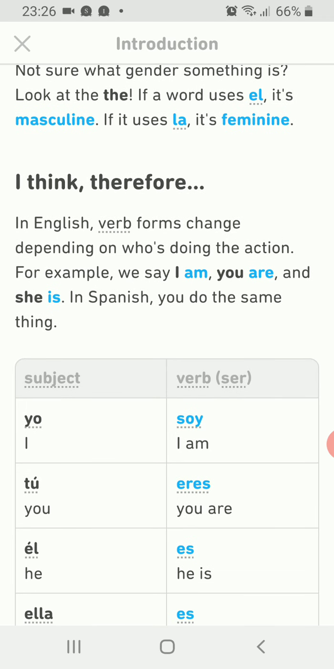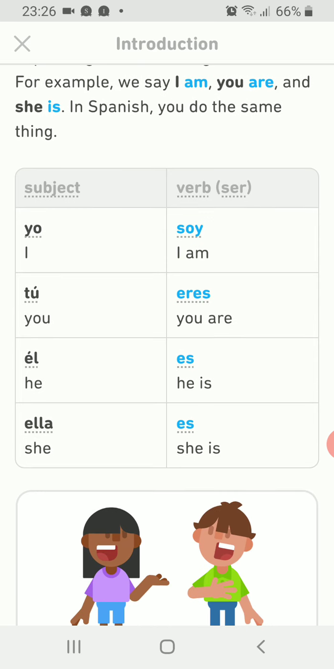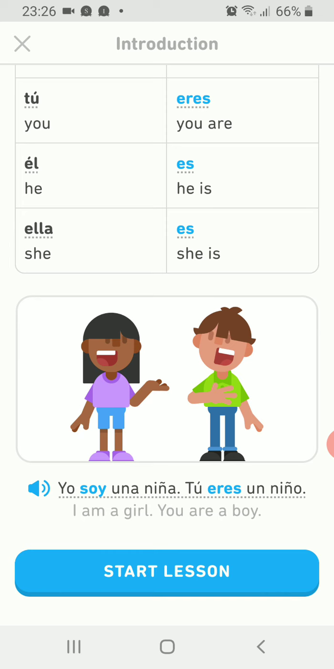I think therefore in English verb forms change depending on who's doing the action. So we conjugate according to the person and the number. For example, we say I am, you are, and she is in English. If you have to conjugate the verb to be, in Spanish you do the same thing. So yo is I, soy, yo soy, I am, tú eres, you are, él es, he is, ella es. So these are things that we've studied together before in previous lessons. That's why I'm rushing on these. Yo soy una niña, I am a girl, tú eres un niño, you are a boy.